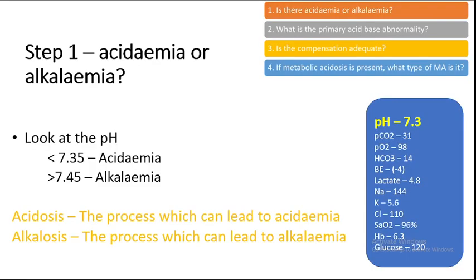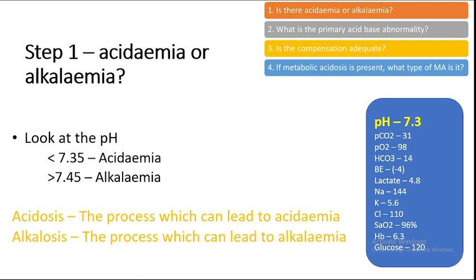So coming back to our stepwise approach to analyze the blood gas. Step 1 is to see whether there is acidemia or alkalemia. Acidemia is just like hyperkalemia or hypernatremia: there is more sodium in our blood. Likewise, more acids in our blood is called acidemia. So if the pH is less than 7.35, it is an acidemia. If it's more than 7.45, it's an alkalemia.